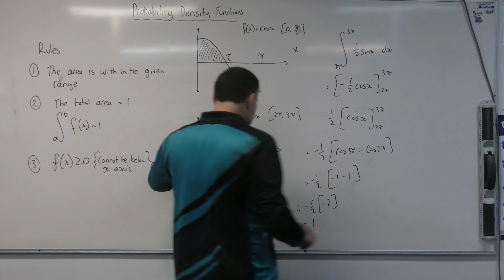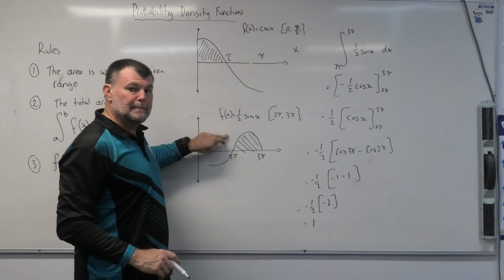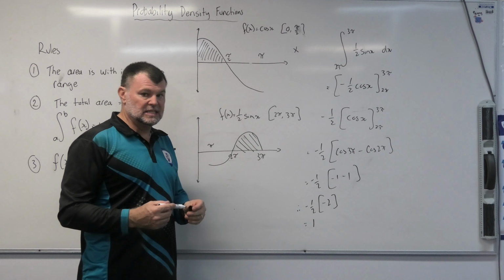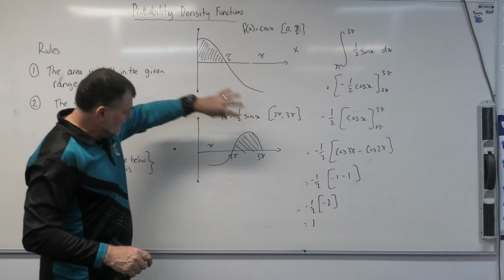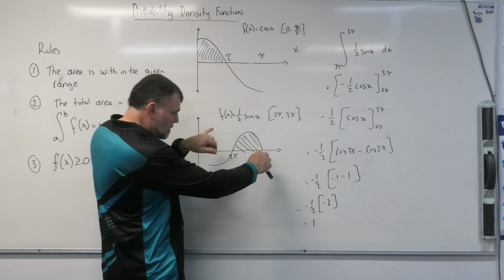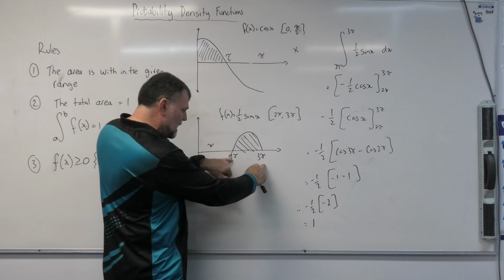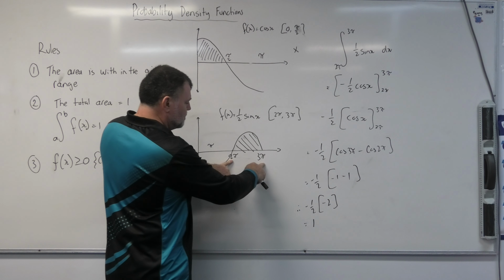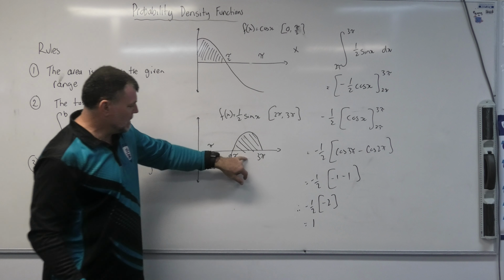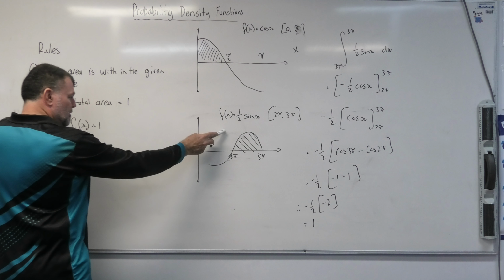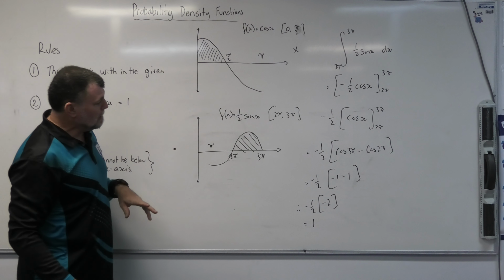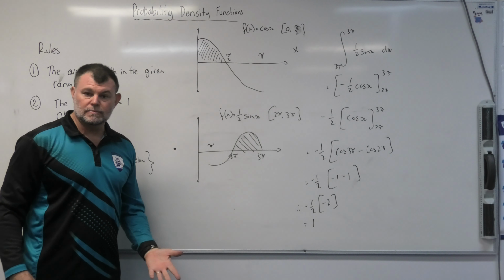So this function here is an example of a probability density function. It's a valid probability density function because it's above the x-axis. The area we're looking for is within that domain or that range, okay? And it's above the x-axis. So therefore, this function here is what we would consider a probability density function.